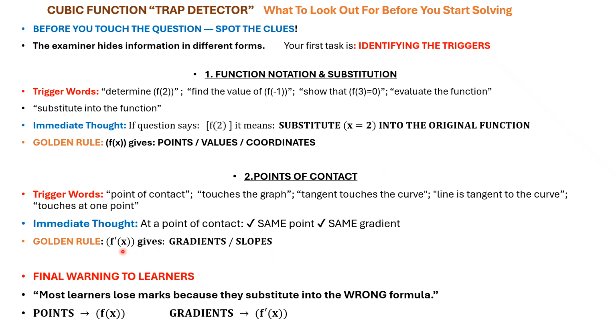We need to know I'm going to use the first derivative to find gradients or slopes. And as I said, we need to understand the difference between the two, whether I'm getting points or gradients. So when I say points, to get the y value, we'll always go into the original equation. But if we want gradients, we're going to use the first derivative. So let's look at number 6, then number 7.